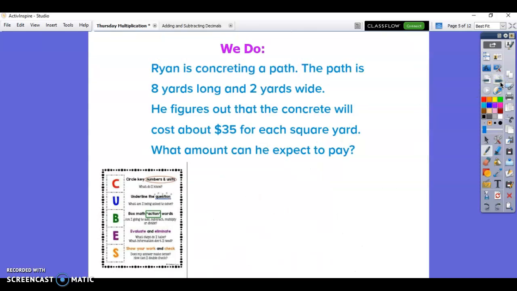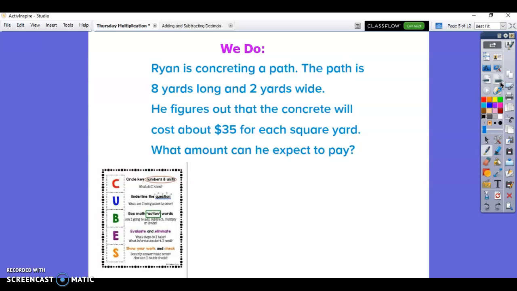Okay, so here is a we do. Ryan is concreting a path. The path is 8 yards long and 2 yards wide. He figures out that the concrete will cost about $35 for each square yard. What amount can he expect to pay?